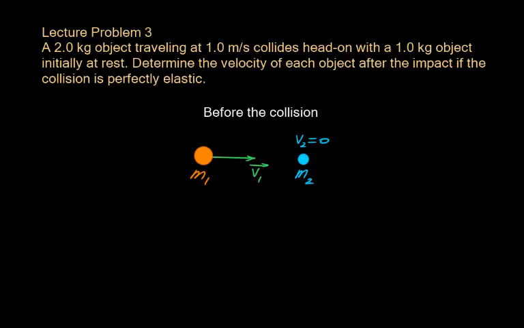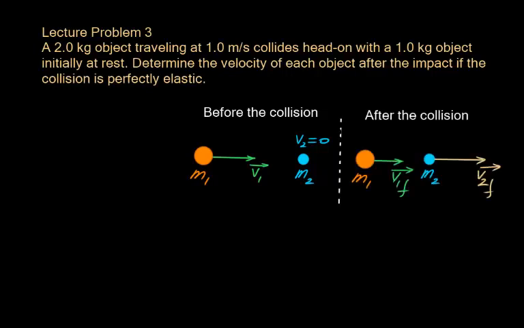Before the collision, the bigger mass m1 has a velocity v1 and is going to collide head-on with the smaller mass m2, which is initially at rest. After the collision, the two masses are going to have different velocities, but since the collision is head-on, the two velocities v1 final and v2 final are going to remain along the same line of motion of m1 before the collision. This question is a direct application of the earlier video in which I derived the algebraic expressions for an elastic head-on collision.